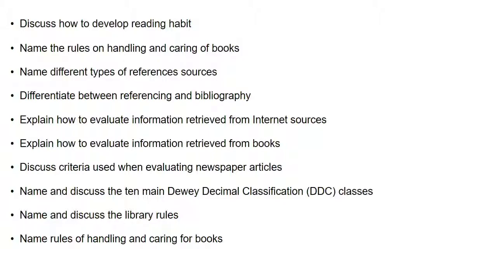Make sure that you know them from 000 to 900. You must know, if I say religion, you must know it's 200. If I say languages, you must know it's 400. If I say 800, you must know it's history. You must know them. Social sciences should be 300. You must know all these things.